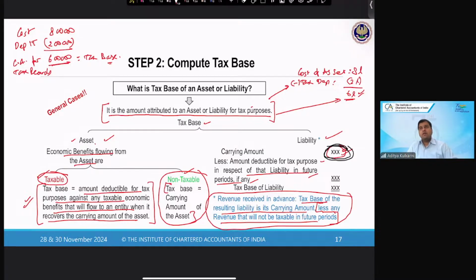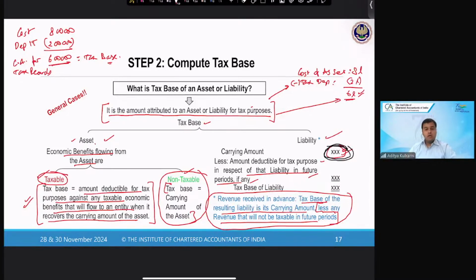If I am using this asset to generate an income which is non-taxable, then the tax base is equal to the carrying amount of the asset. Shall we proceed? Yes, sir.